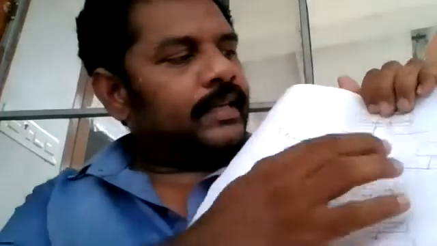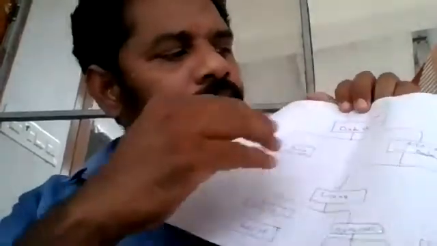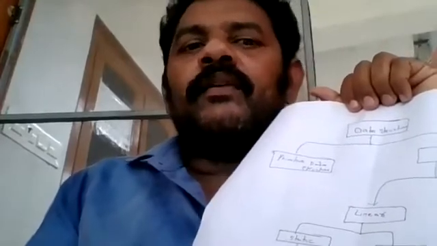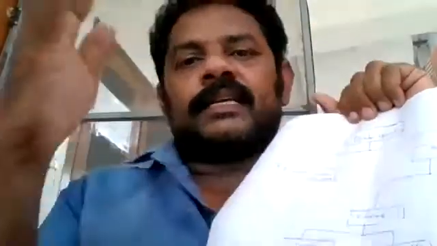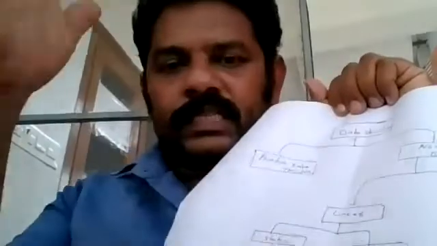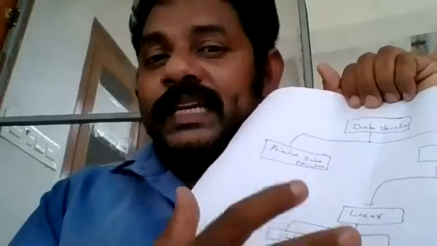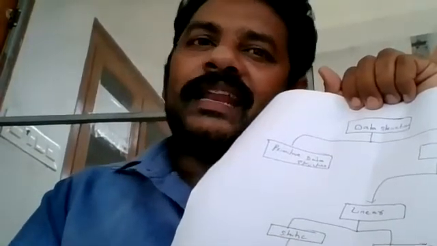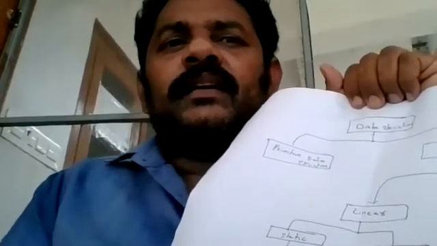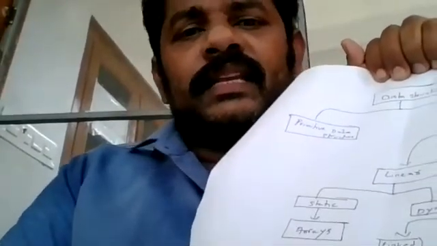Once again I will tell you the concept. Data structure means organizing the data in a particular way in the computer's memory. Data structures are divided into two types: primitive and non-primitive. Primitive means already known: integer, float, double, character and long double. These are called primitive data structures. Non-primitive data structures are divided into two types: linear and non-linear data structures.